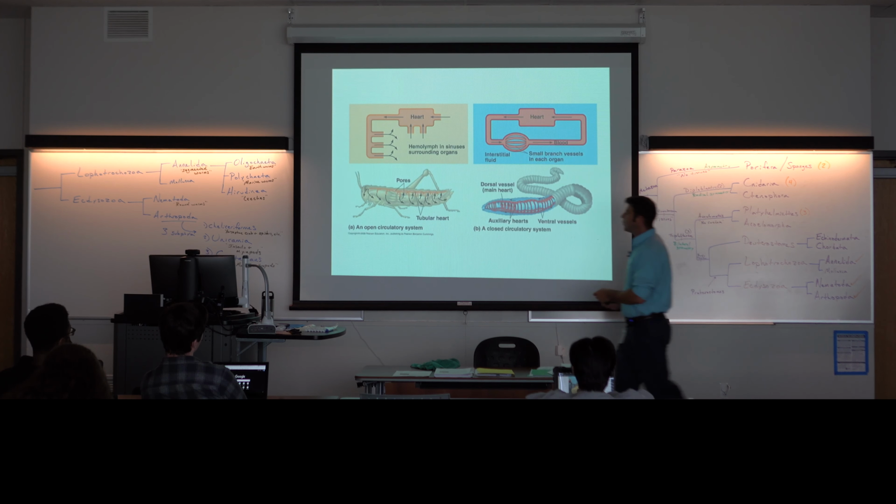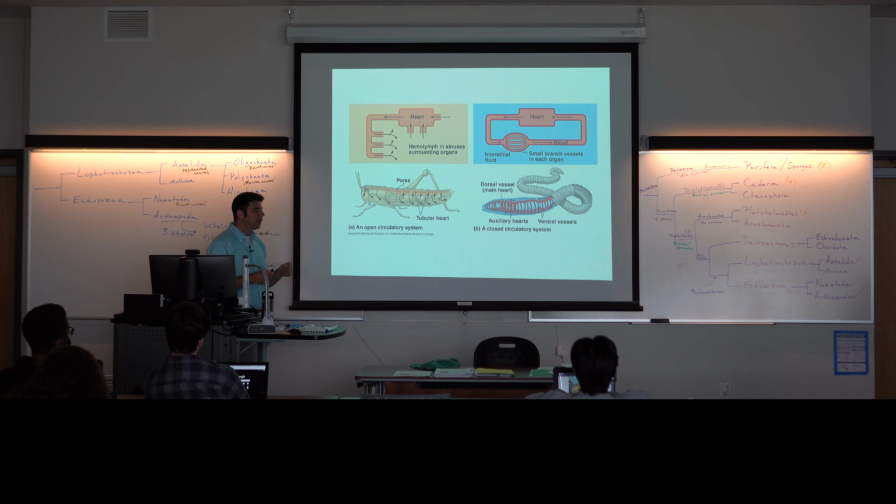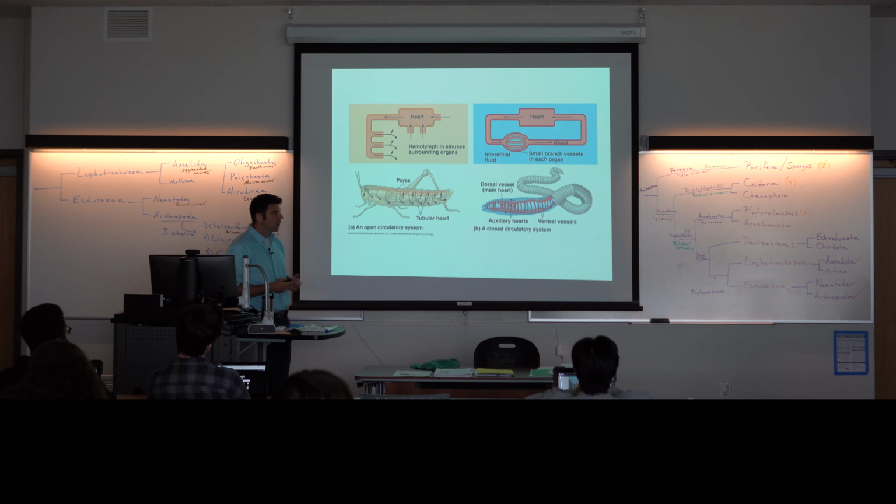This just means, if I go to this picture, a closed circulatory system, like we can see on the far side, has all of the blood enclosed in vessels. There's a heart that circulates that fluid, but as long as this fluid is enclosed in vessels, we refer to that fluid as blood. Annelids have this closed circulatory system just like we do.